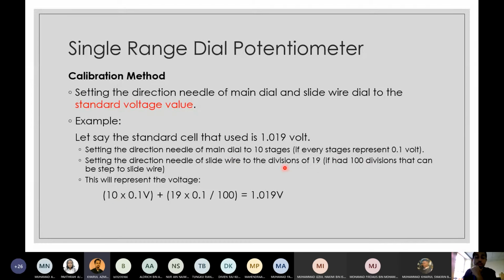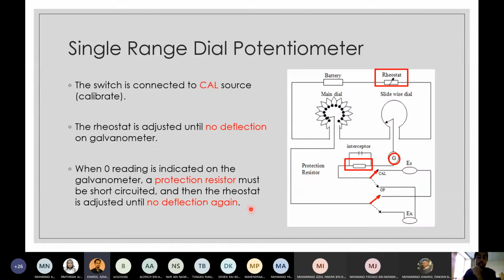So we can use this concept here. We have 10 stages multiplied by 0.1 volt, so you get 1 volt here. And then 19 divisions, multiplied by 0.1, divided by 100, so you get 0.019 volts. So this is how we calibrate. Okay, so the steps are as follows.